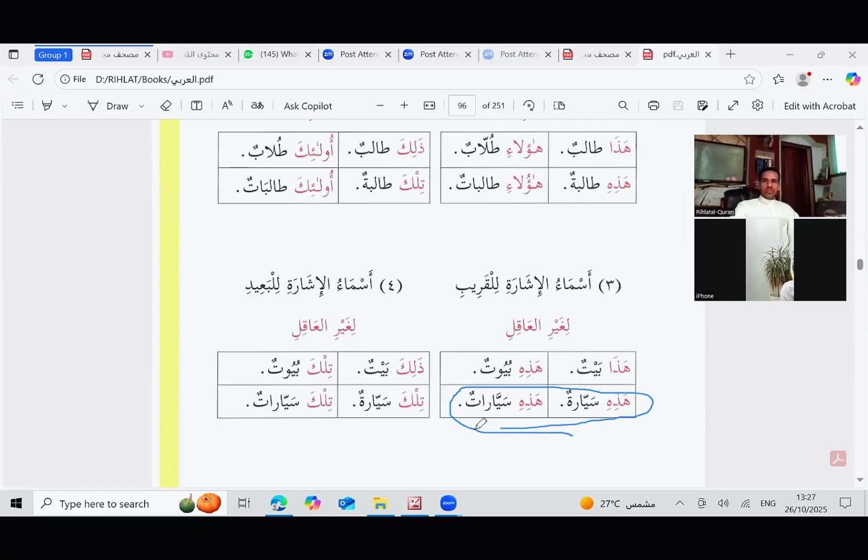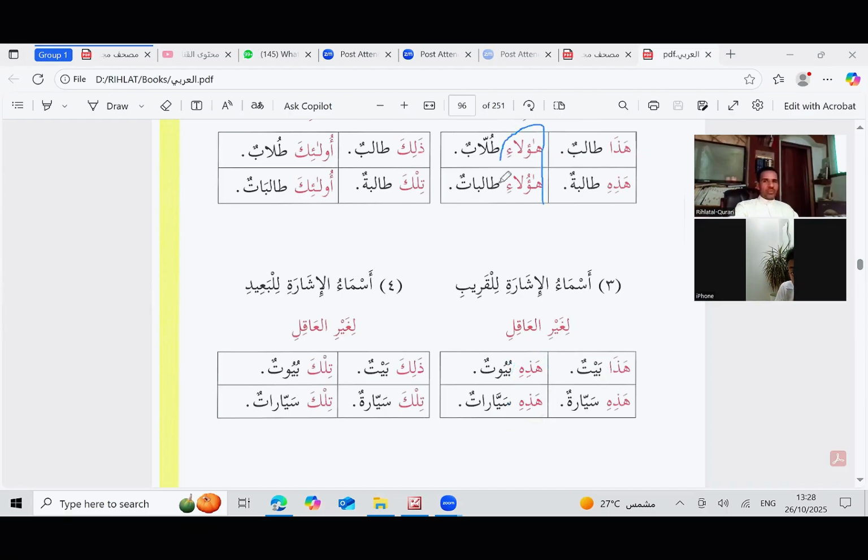So what is the difference now between هذه سيارة and هذه سيارات? هذه سيارة is singular feminine and هذه سيارات is plural feminine. But we use the same demonstrative pronouns. Why? Because this is what we call in Arabic غير عاقل. This is for something close. So if it is a close object, هذا and هذه change to what? هذه. Right? For an object. What about for a human?